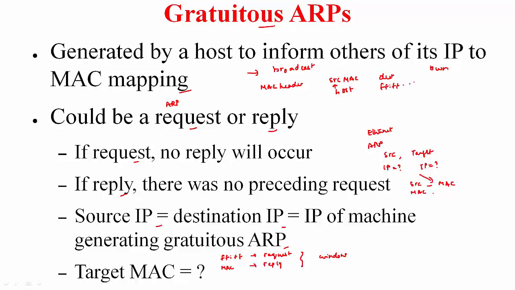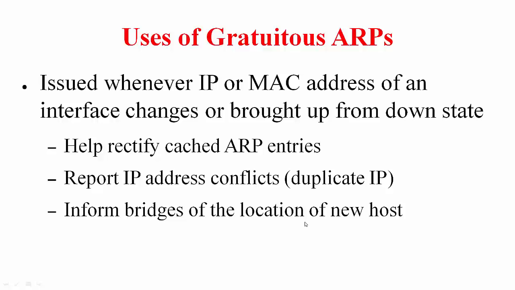Now, can you think of situations where such gratuitous ARP could be useful? Why do we want to do this? There are quite a few reasons. Whenever this IP to MAC address translation changes, you generate such gratuitous ARPs. So this can help, for example, to rectify the cached ARP entries. Earlier you were associating a specific IP address with your MAC address, and now you got a new IP address and you need to clear out the ARP entries in the other hosts. So when you send a gratuitous ARP, they are going to take note of this new mapping.